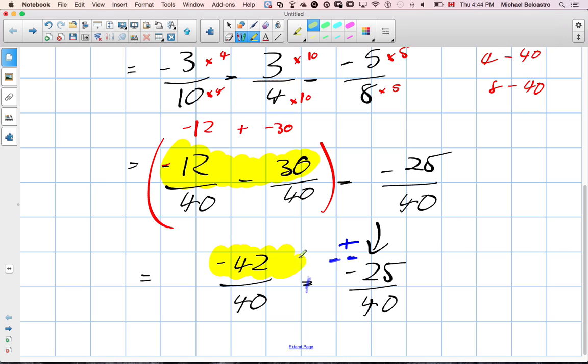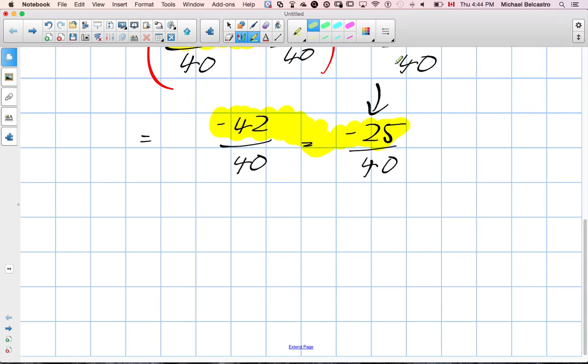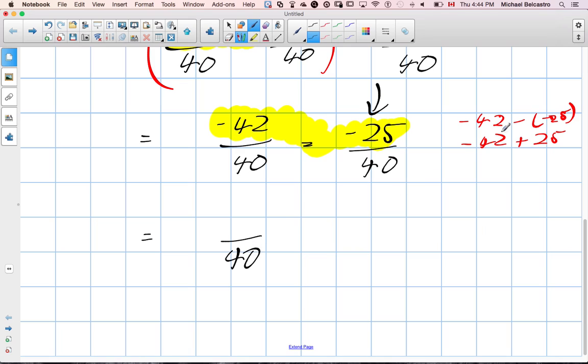So it's going to be negative 42, subtract negative 25, which is the same as saying, and I'll write it on the side here, think of it like we're just doing negative 42, subtract negative 25. And we know from our rules that that just becomes essentially a positive value. So now it's negative 42 plus 25. We know the denominator is going to be 40. We don't have to worry about that there.